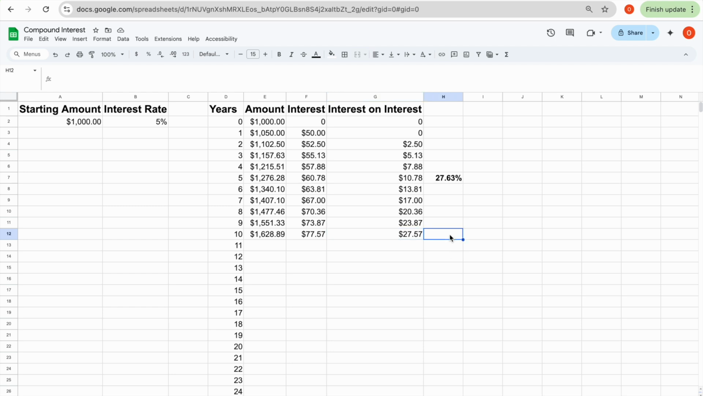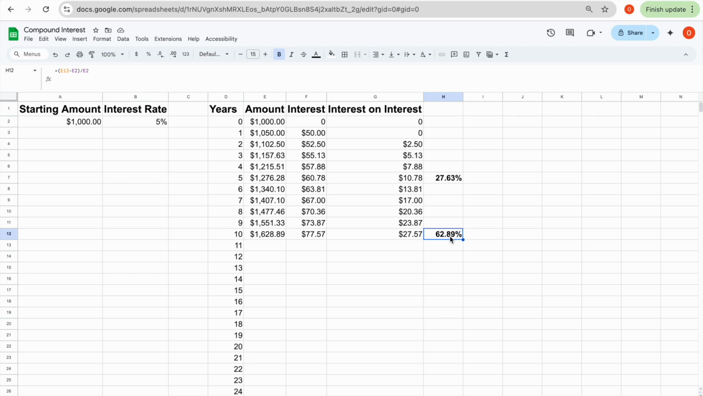And let's check in with a percentage as well. So again, we're taking $1,628.89 minus our initial investment here. Let me put my fancy parentheses in, dividing that by our initial amount, and that brings us to 62, and let me just turn all these into percentages so I don't do that later. 62.89% growth.